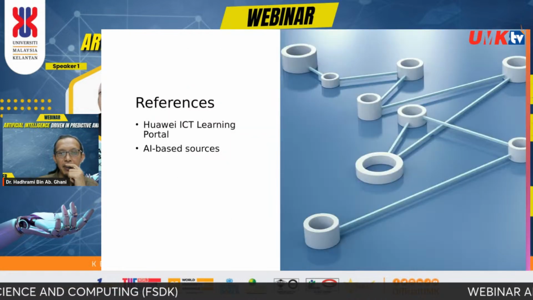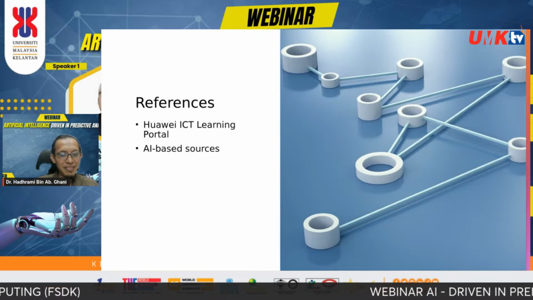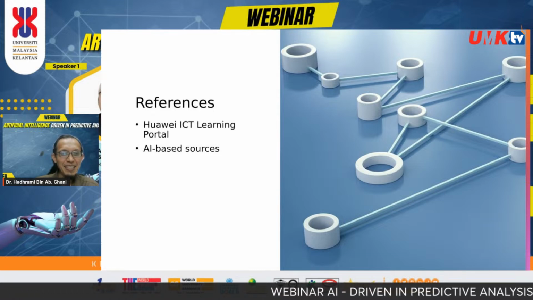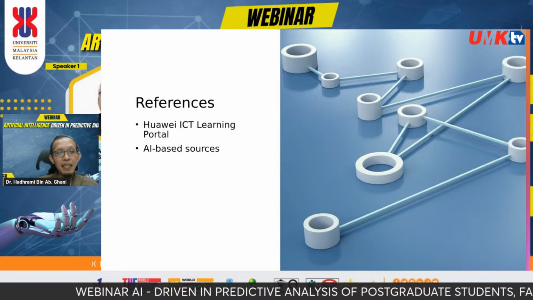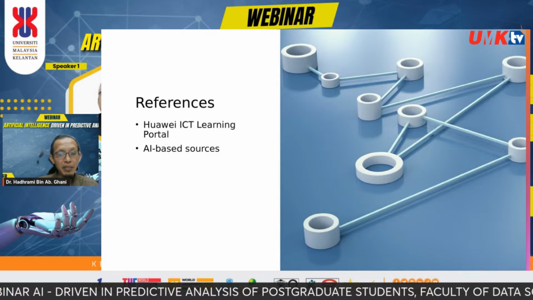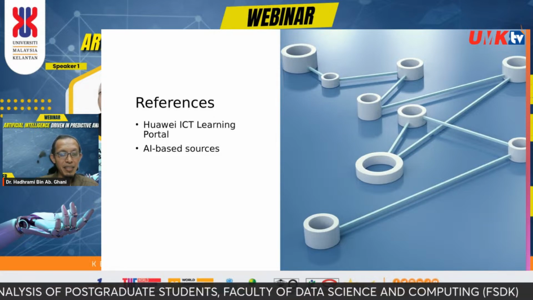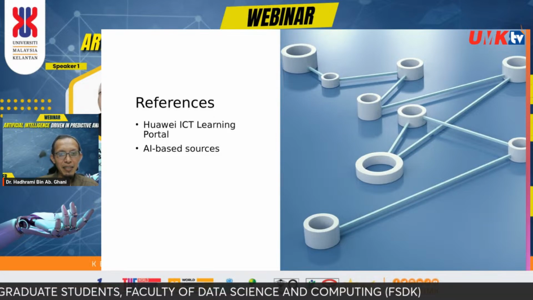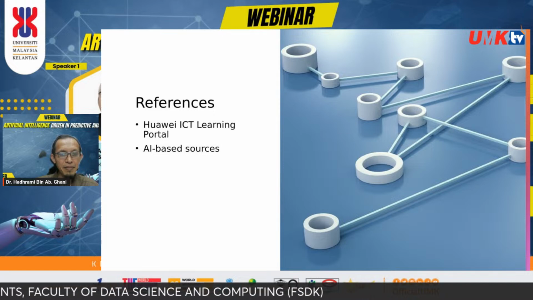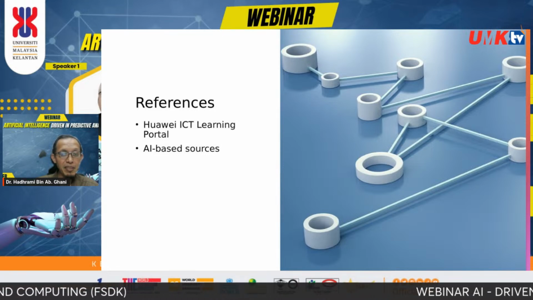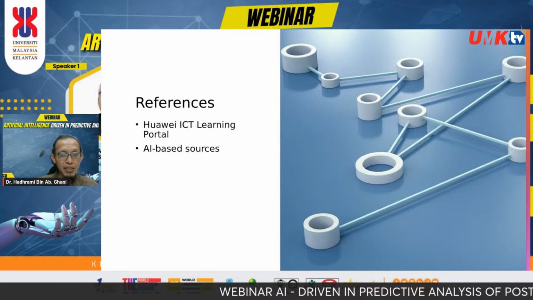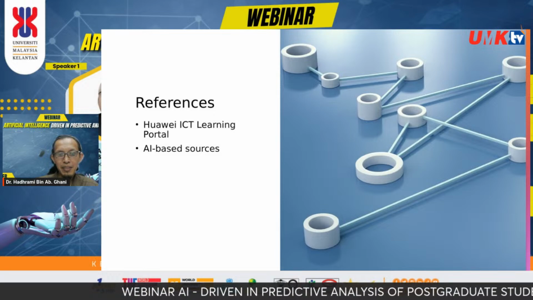Okay, all right. That's all about some of the major examples of predictive analysis that you can do using AI. The main slides that I have been presenting just now are basically taken from Huawei and some other internet sources. Thank you very much. That's all.